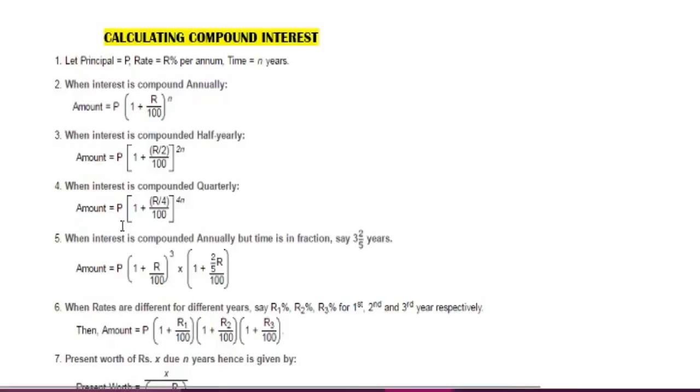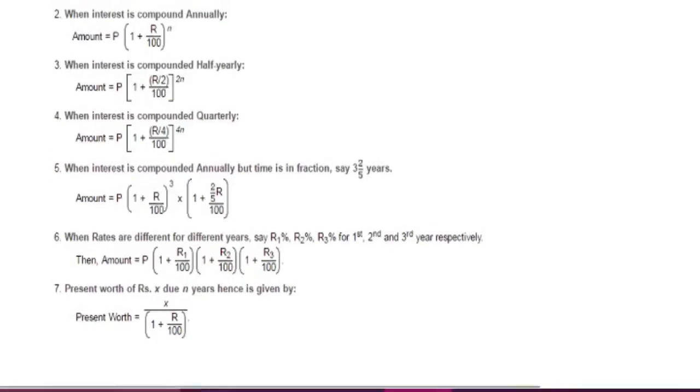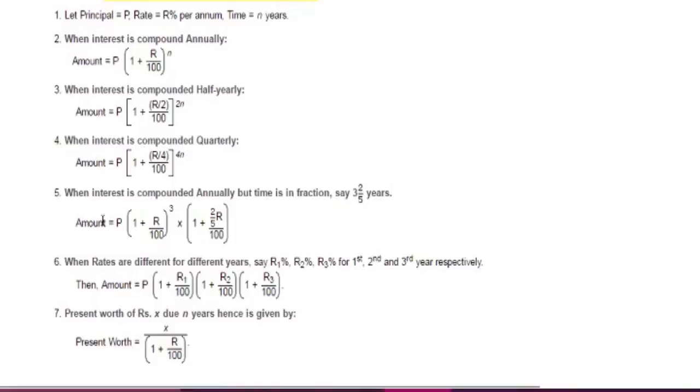Now when we are dealing with problems, we have another situation here: when interest is compounded annually but the time is a fraction. Suppose, for example, 2 by 5 years. Sometimes we will get the time as a fraction. In this situation, we can write the formula amount equal to P into 1 plus R by 100 raised to 3, where 3 is the integral part of this fraction, into 1 plus 2 by 5 into R divided by 100. If time is a fraction, you can write the formula in this way, then you can do the calculation.